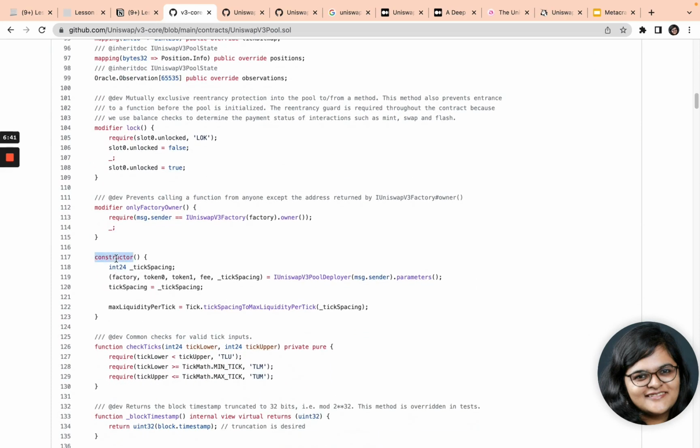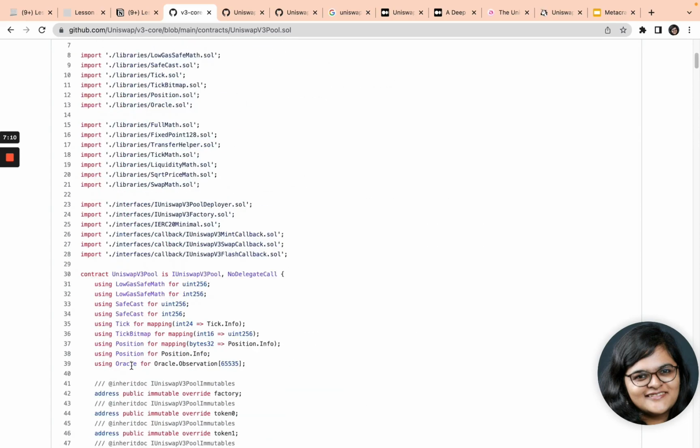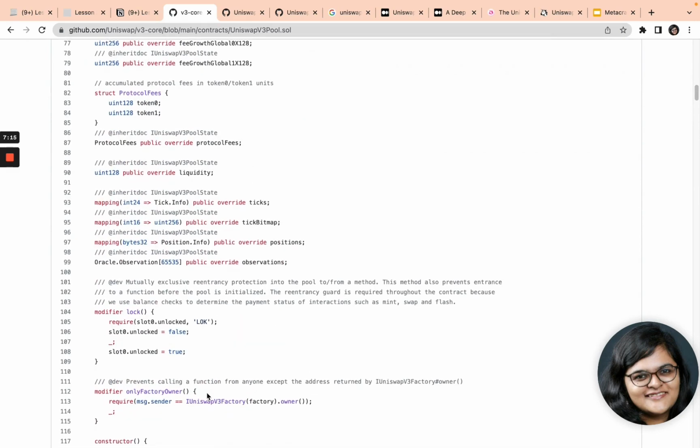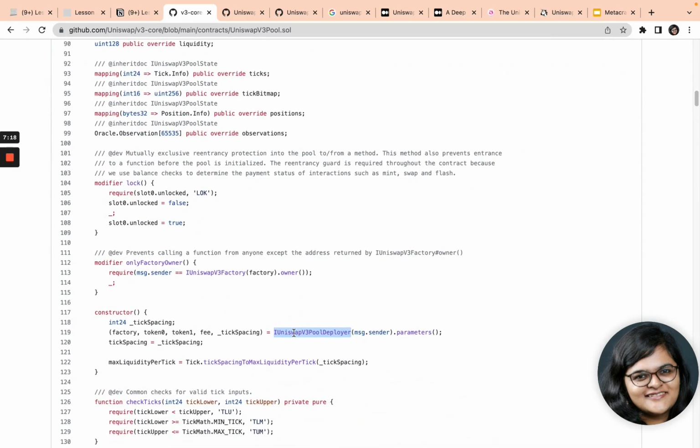So we have the constructor where we are basically calling the pool deployer with certain parameters. The parameters that this pool deployer will take are on the lines of the factory, the token 0, token 1, what is the fee, what is the tick spacing, etc. Using these parameters, we will be deploying a new pool, right, which is the Uniswap V3 pool. So whenever you are creating a new pool, essentially you're deploying a new pool. And this is why the Uniswap V3 pool deployer comes into the picture, right?